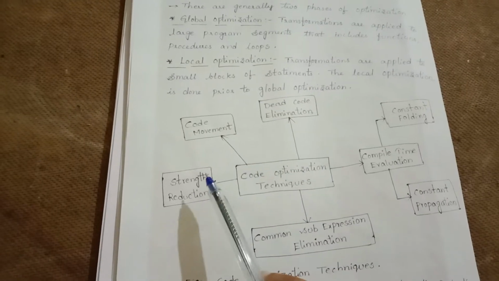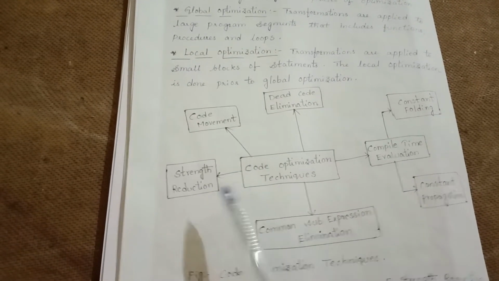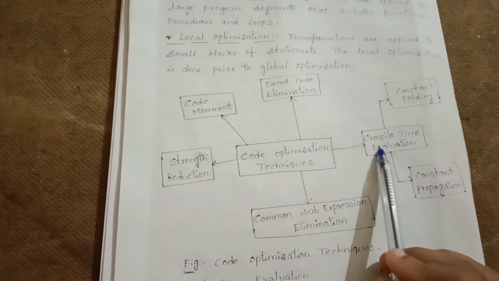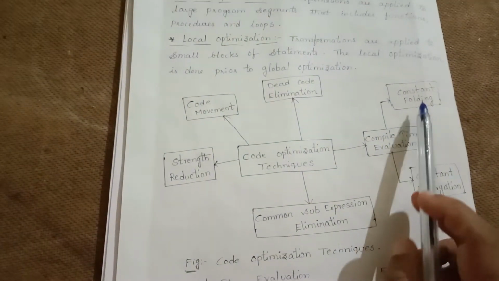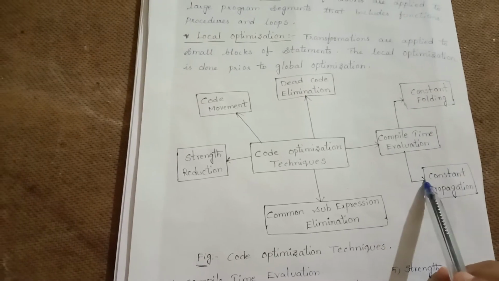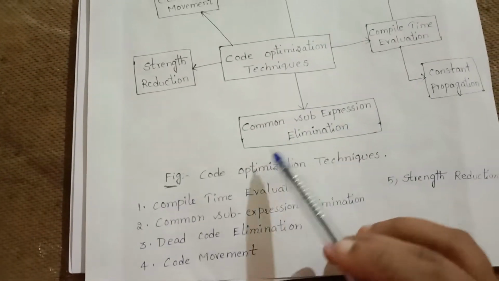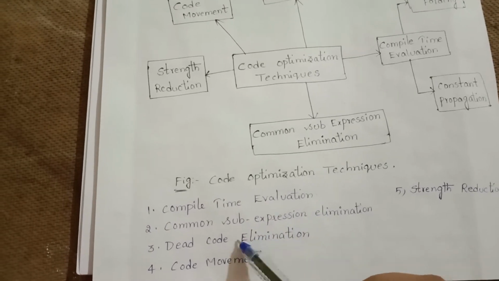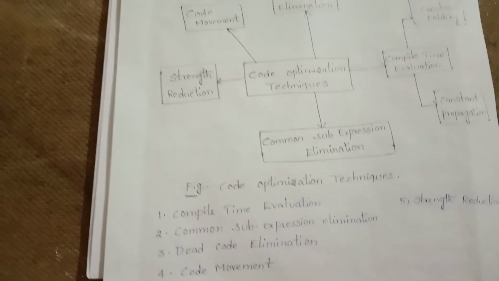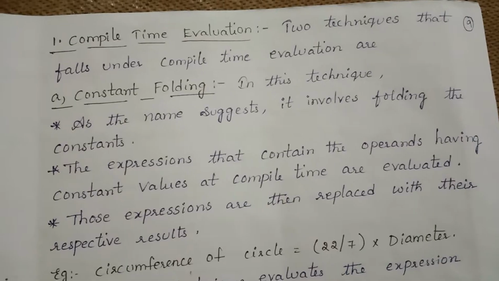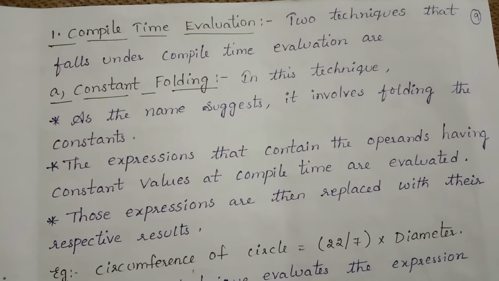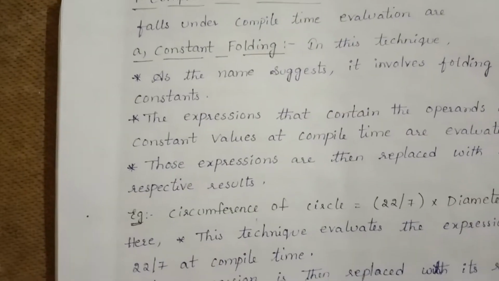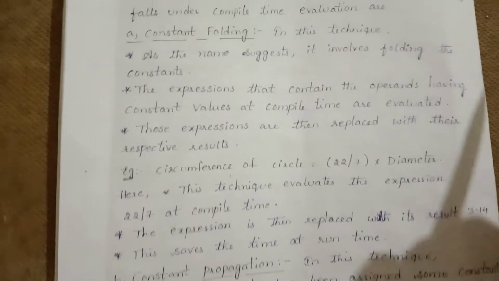In that we have common sub-expression elimination, strength reduction, code movement, dead code elimination and compile time evaluation. In compile time evaluation we have again constant folding and constant propagation. Two techniques fall under compile time evaluation, that is constant folding and constant propagation.